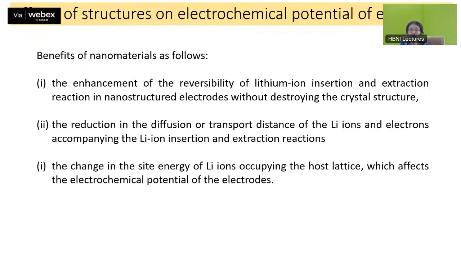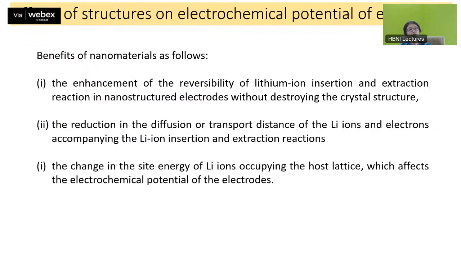If you do nanostructuring of lithium titanate, you enhance the reversibility of the lithium ion insertion and extraction reaction in the nanostructured electrodes without destroying the crystal structure. Why is it so? Because in its nano form, the material has more strain bearing capacity. So when the lithium ion is inserted or deinserted, the material can withstand the strain, and the reversibility of the lithium insertion and deinsertion is improved. Compared to the bulk material, nanostructures show an enhancement in the reversibility of lithium ion insertion and extraction.